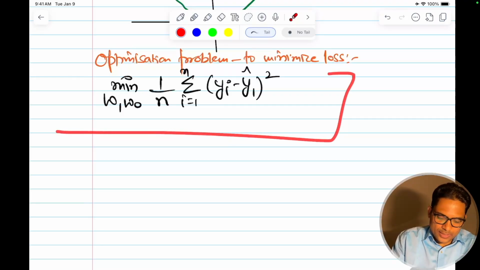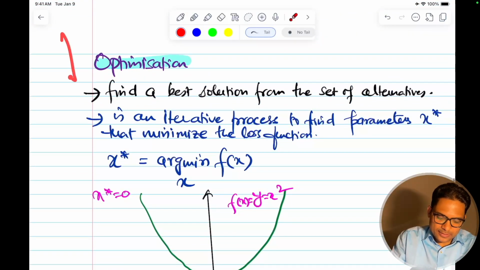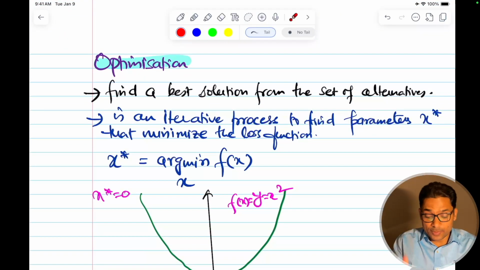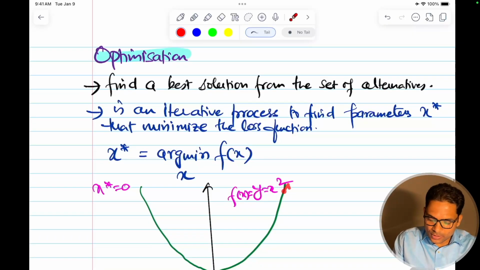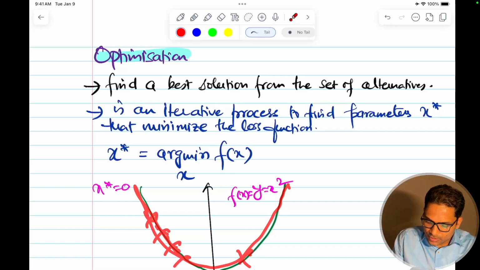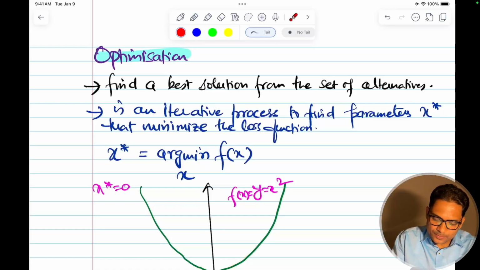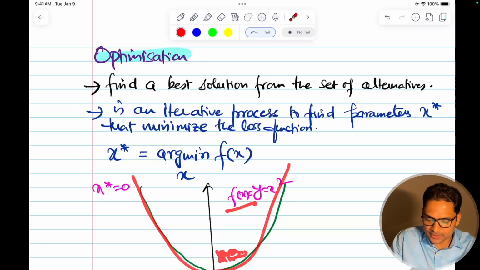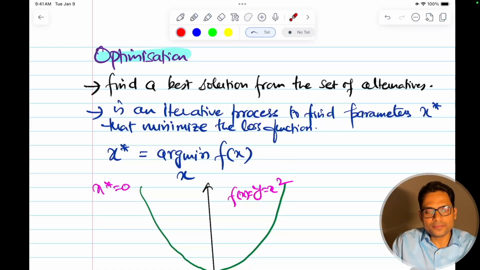I hope the optimization link is clear. What is optimization? Out of all the possible parameters, there can be multiple values of x. These are all the alternatives. From those I have to find the value of x that will give me the best solution in case of minimizing. This is the best point where x will be minimum, and for x equal to 0, y will be minimum. I want to minimize y, right? This is my f(x). That's the task.